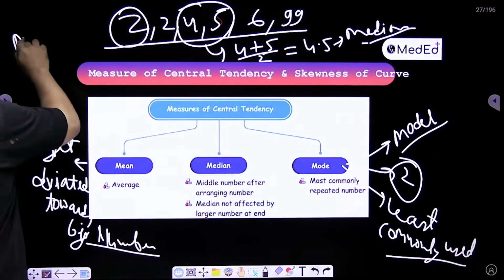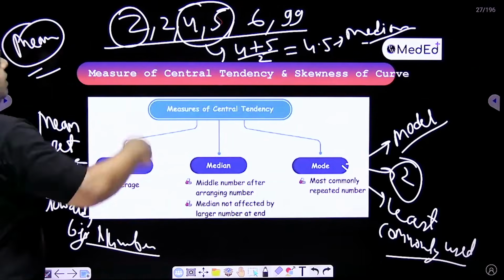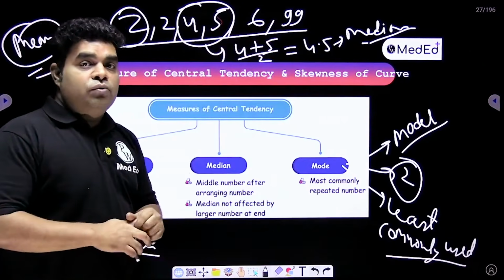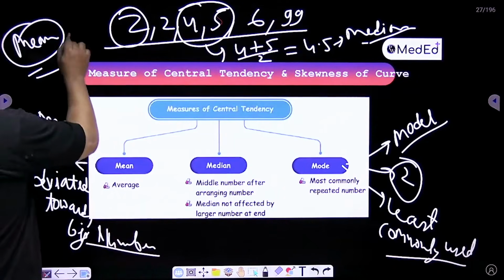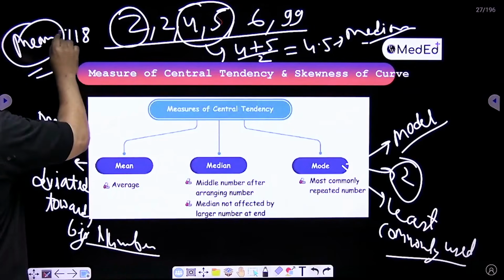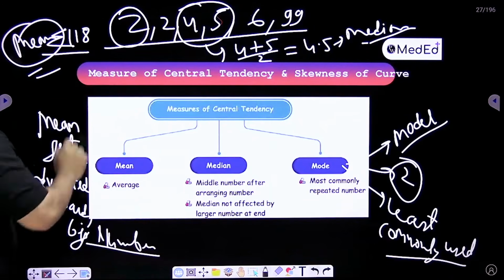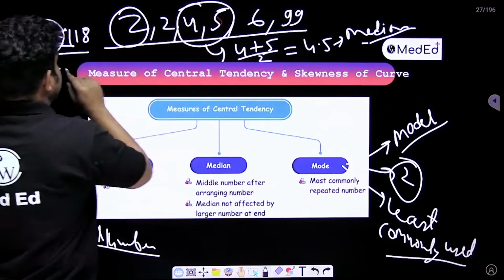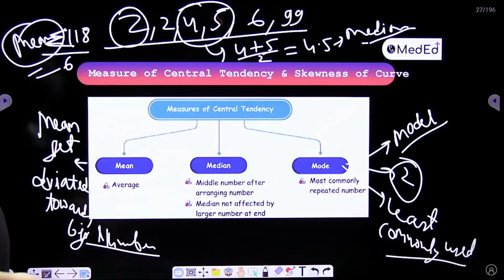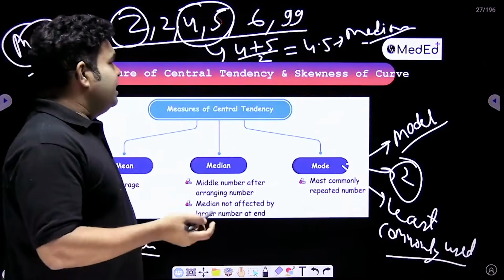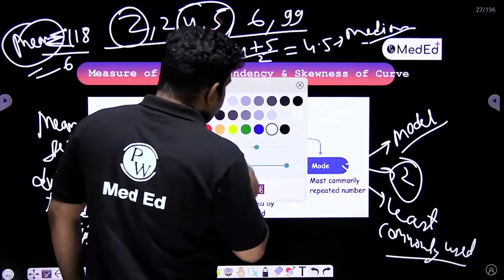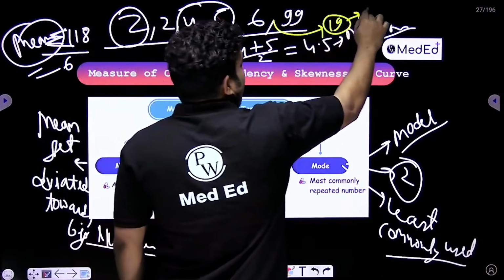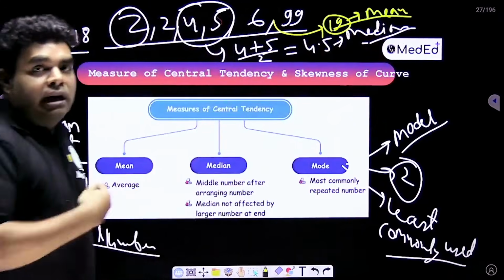If you have to find the mean of this distribution, you can easily find it: 2, 2 is 4, 4 and 4 is 8, 8 and 5 is 13, 13 and 6 is 19, and 19 and 99 means 118. So it's 118. You got it after adding all the numbers. You have to put this symbol, known as the sign of summation, and divide by the sample size. How much is the sample size? 6. So 118 by 6, it will roughly come to 20 or 19. And you can see that the result 19 is not in the center, it is towards 99. So this is the problem of mean. Mean gets deviated towards the big number.